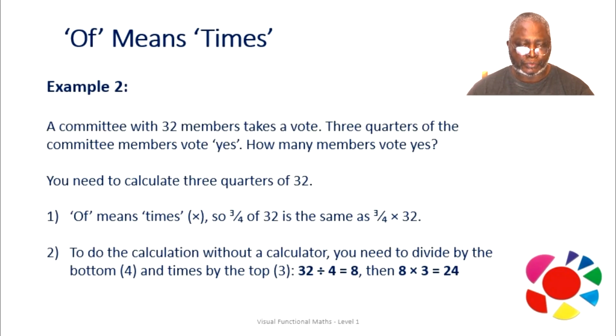Example 2. A committee with 32 members takes a vote. 3/4 of the committee members voted yes. So how many were there of the 32? You need to calculate 3/4 of 32. You divide 32 by 4 and you multiply by 3. And you'll get your answer as 24 members voted yes.